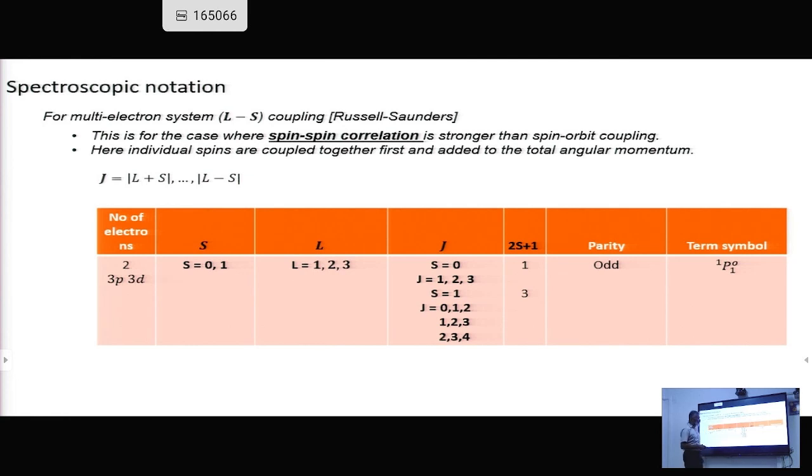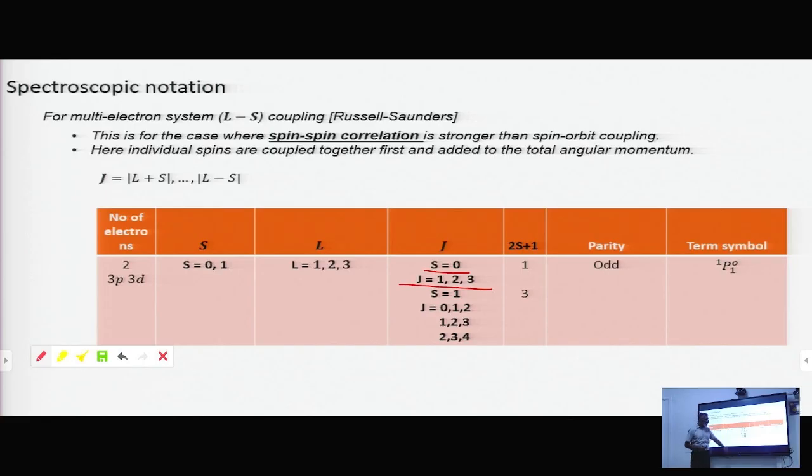Okay, so to find J, first we need to look at the first case, S is equal to 0. For S is equal to 0, what are the possible J? S 0 can combine with N equal to 1, 2, and 3. So J could be 0, 1, 2, 3, because it's adding to 0, but we cannot have negative, so it is 1, 2, 3 itself. Okay? So that's the first case.